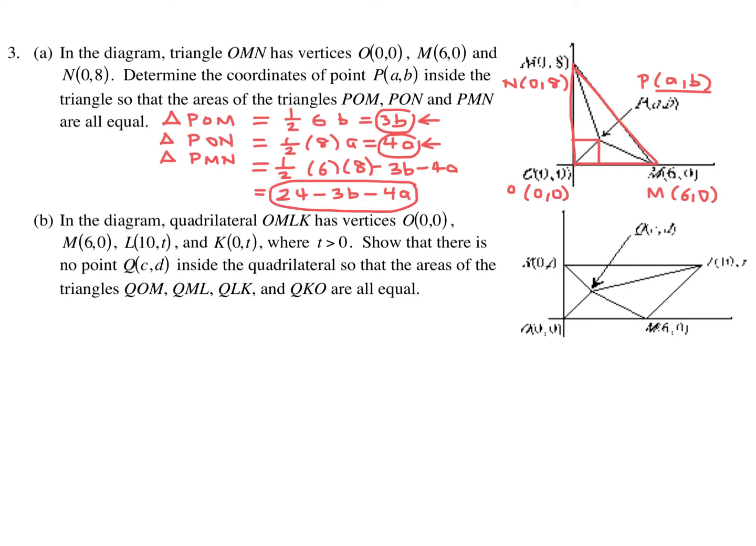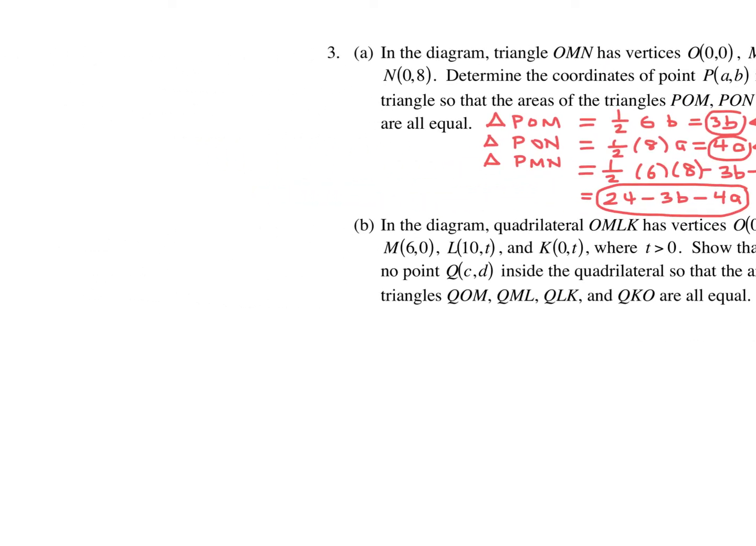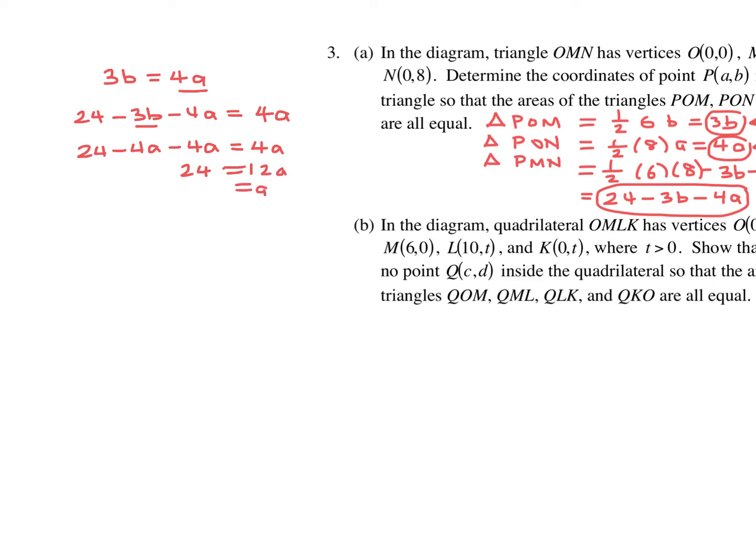Okay, so let's solve for that. First of all, 3B has to be equal to 4A. And then this big long one, 24 minus 3B minus 4A, has to be equal to either of them. So let's set it equal to 4A and try to solve this. Well, 3B, I can just substitute that. So 24 minus 4A minus 4A is equal to 4A. Put all the A's on one side, and we get 12A, and therefore A is 2. Then substitute that in, so 3B would be equal to 4 times 2, so B would be equal to 8 over 3. Therefore that point P is (2, 8/3).